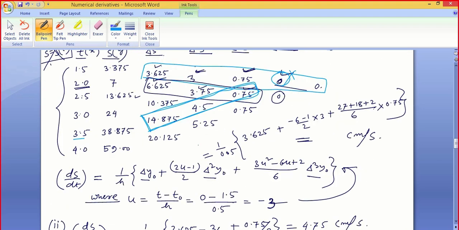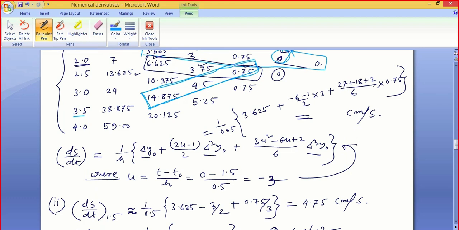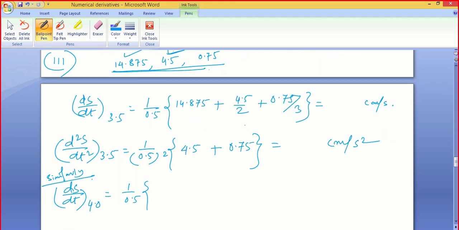Which are the lower diagonal? You just try to remember and tell me. 20.125, 5.25 and 0.75. So 20.125 plus 5.25 by 2 plus, third difference constant, means 0.75 by 3. Isn't it? Centimeter per second.